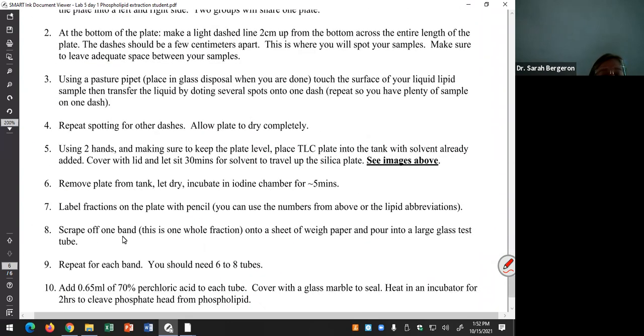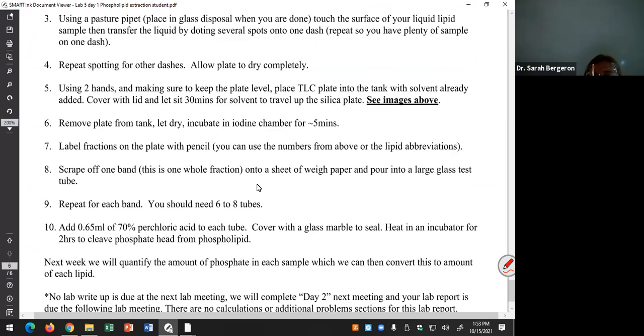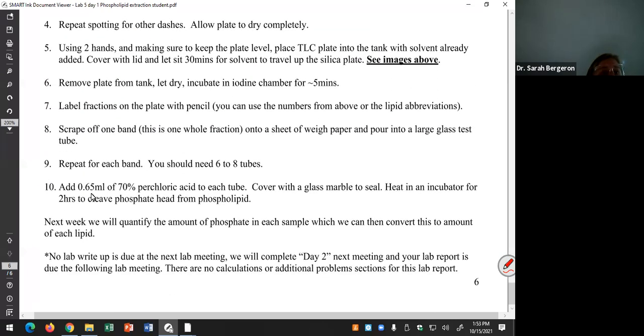All right, and then you're going to scrape off one band at a time. And so you scrape that one band off onto a sheet of weigh paper, and then you use that weigh paper to fold it up nicely and pour it into a glass test tube. And so you should have how many test tubes at the end of this? You should have 7 test tubes at the end of this. There'll be an 8th band, but are you going to collect it? Yeah, okay, good. Awesome.